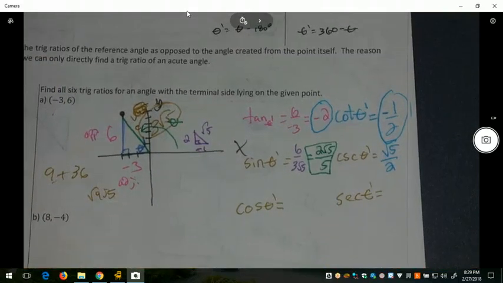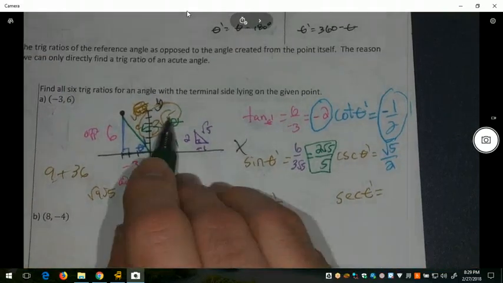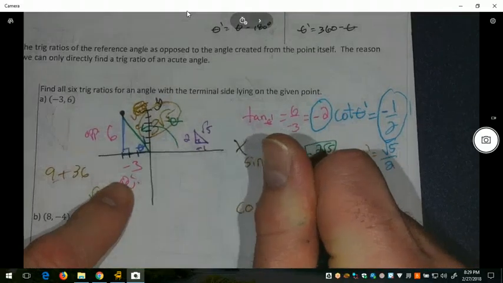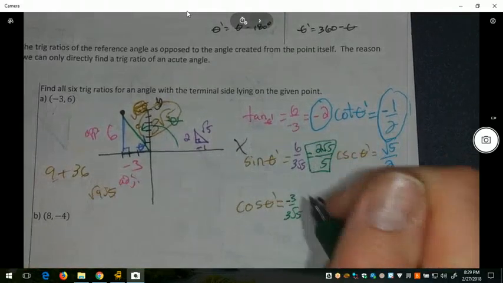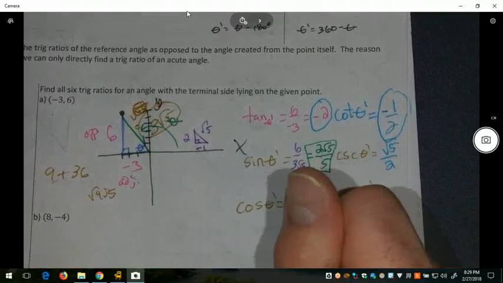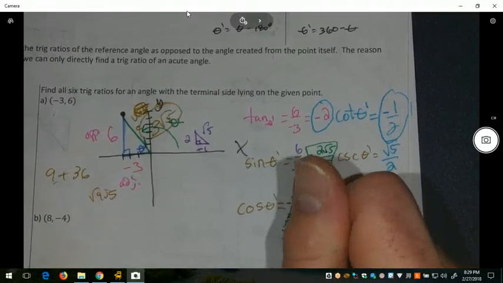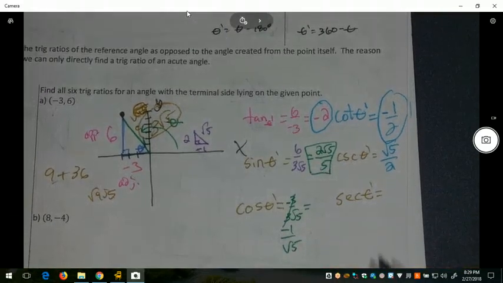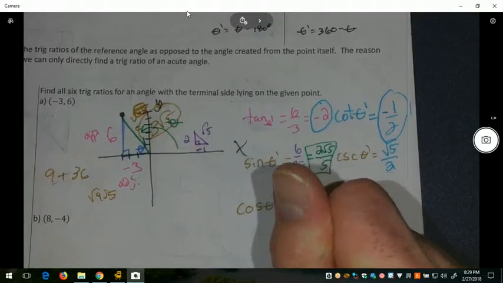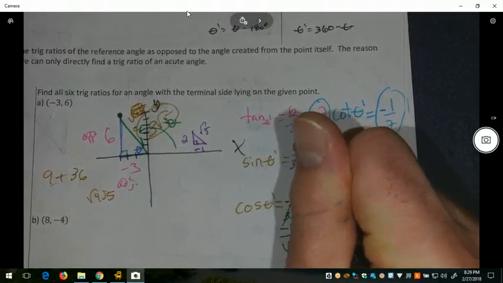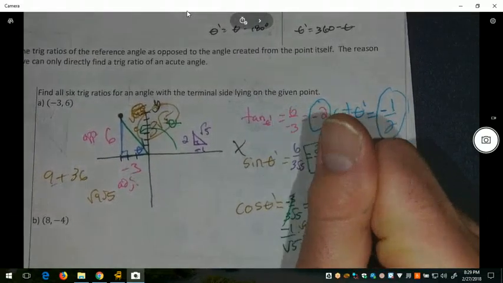Cosine of theta. Cosine of theta is adjacent over hypotenuse, so this is going to be negative 3 over 3 square roots of 5. Well, that's nice. It reduces to negative 1 over square root of 5. But that can't be our final answer because we have to rationalize the denominator. So this becomes negative square root of 5 over 5.